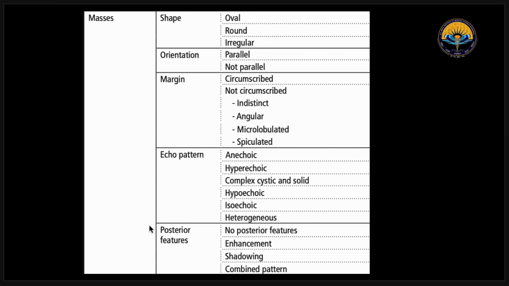Then mass description. So we have mass description in the form of shape, orientation, margin, echo pattern, and posterior features.